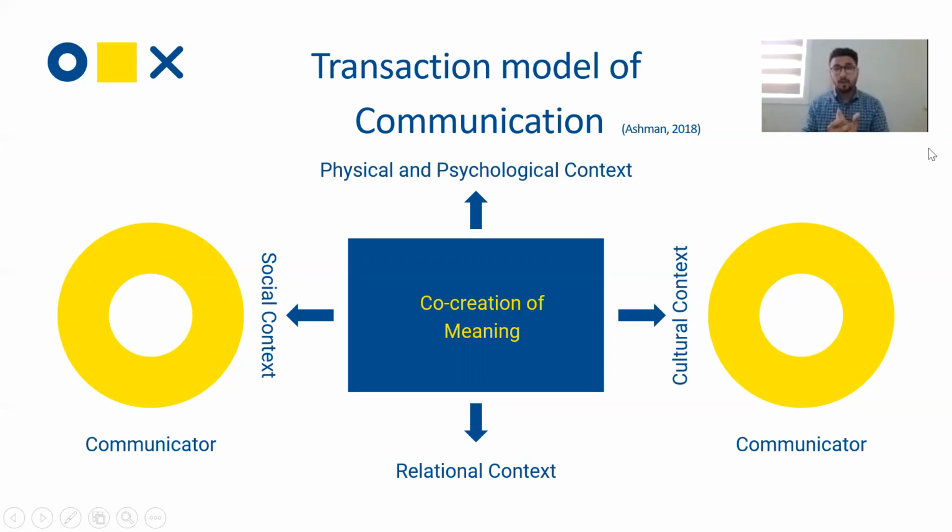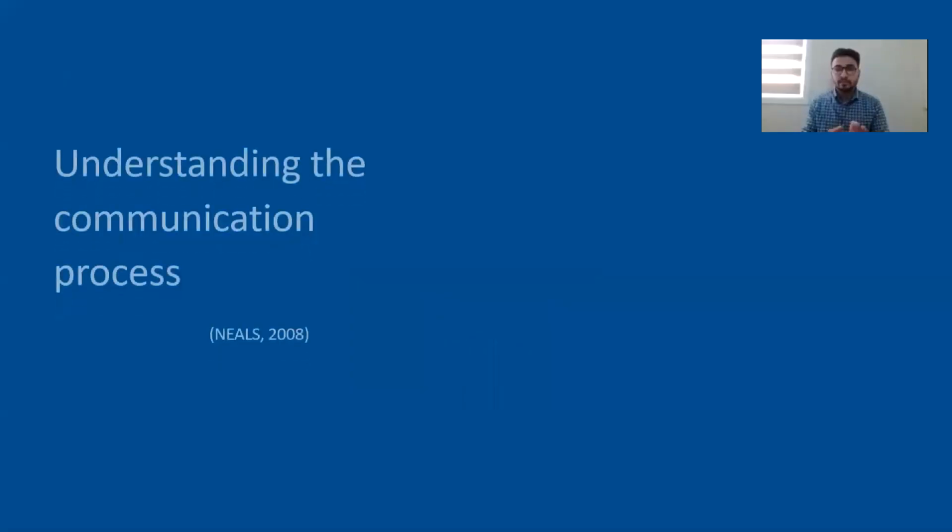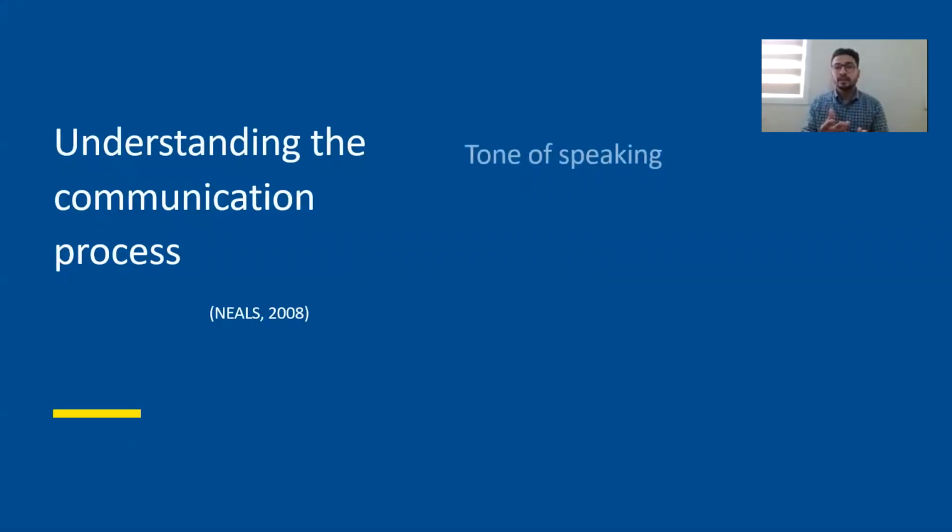So when we're talking about the transactional model of communication, there are four different contexts which are to be considered to have identity in a group, to emerge as a group. The first one is social context. When I'm talking about social context, it means when two persons communicate.